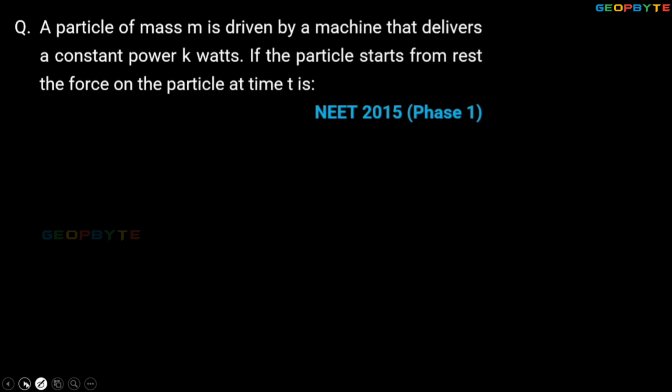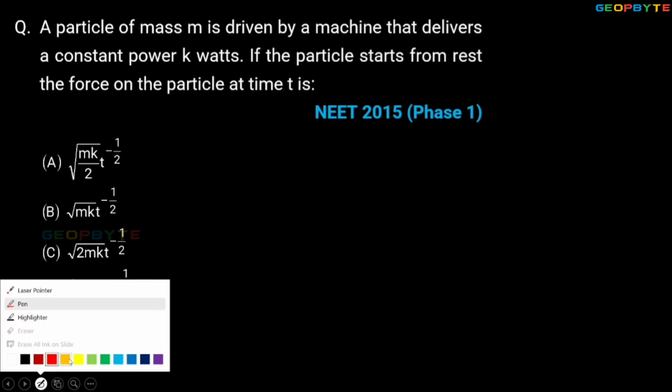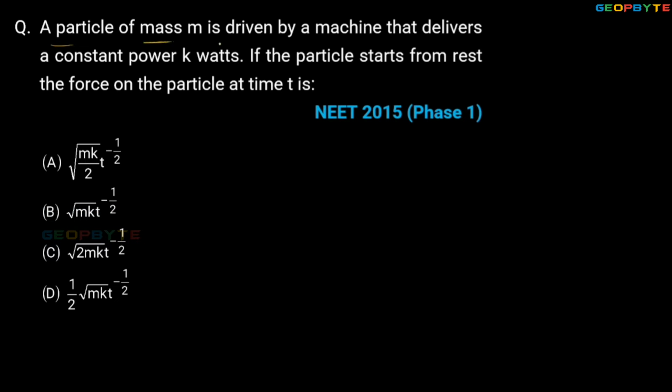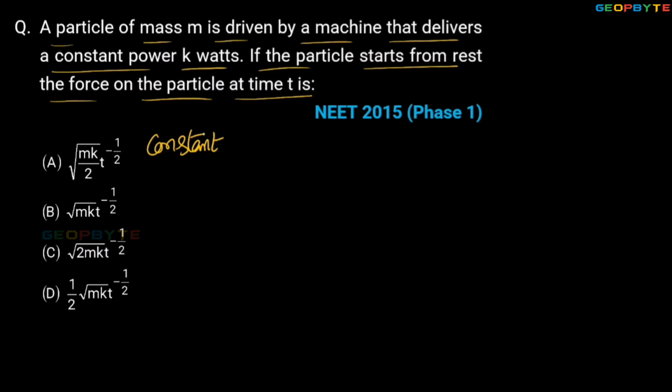Similarly, let us take another important problem. Look at the screen. It is asking like this: a particle of mass m is driven by a machine that delivers a constant power k watts. If the particle starts from rest, the force on the particle at time t is given that constant power equal to k.